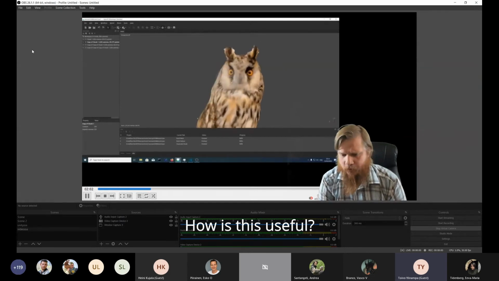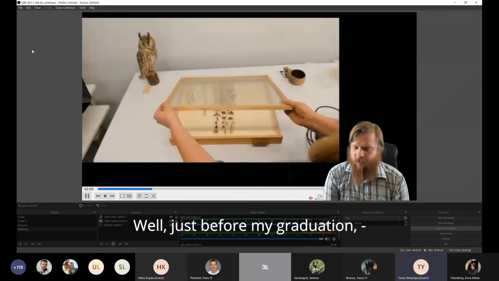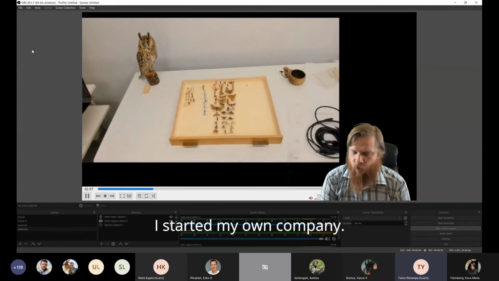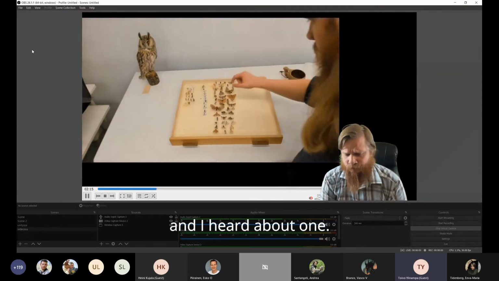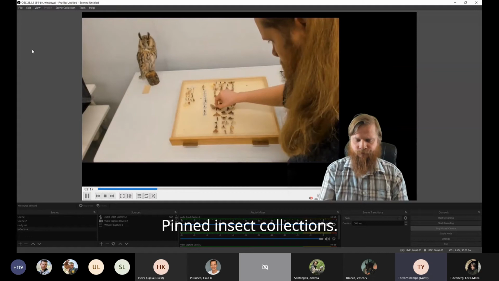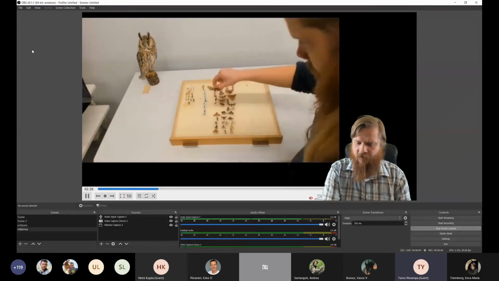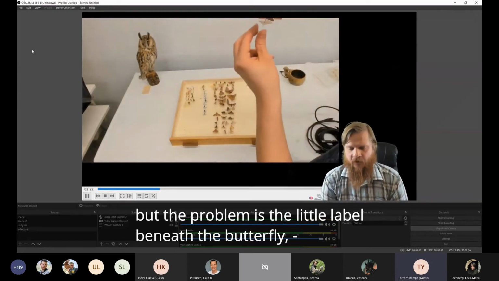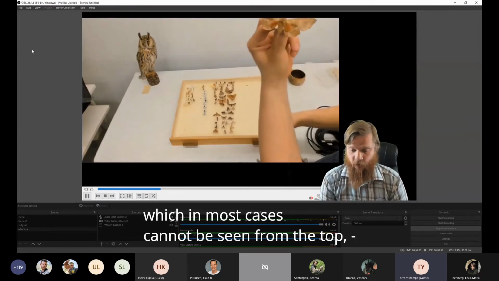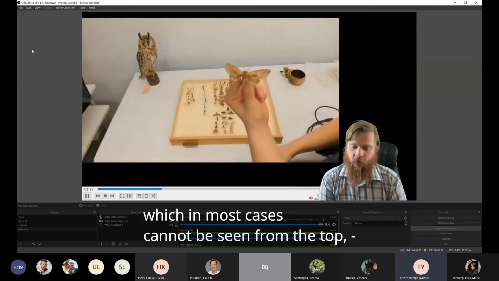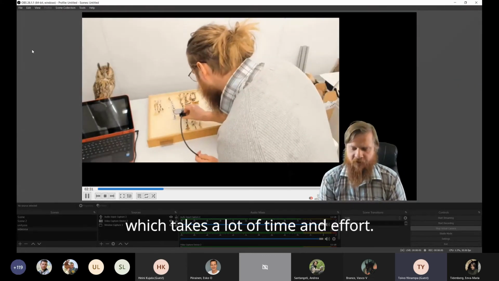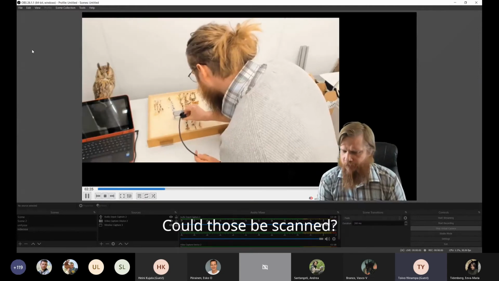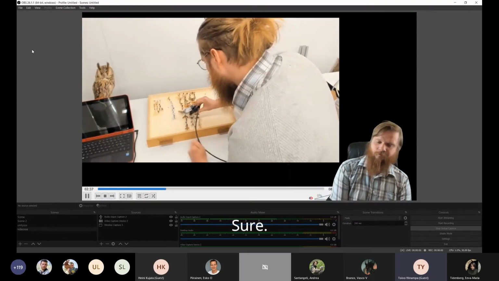How is this useful? Well, just before my graduation, I started my own company, and I started to look for important and somewhat valuable problems. And I heard about one, pinned insect collections. These should be digitized, but the problem is that the little label beneath the butterfly, which in most of the cases cannot be seen from the top view. Hence, it is currently handled manually, which takes a lot of time and effort. Could those be scanned? Sure.